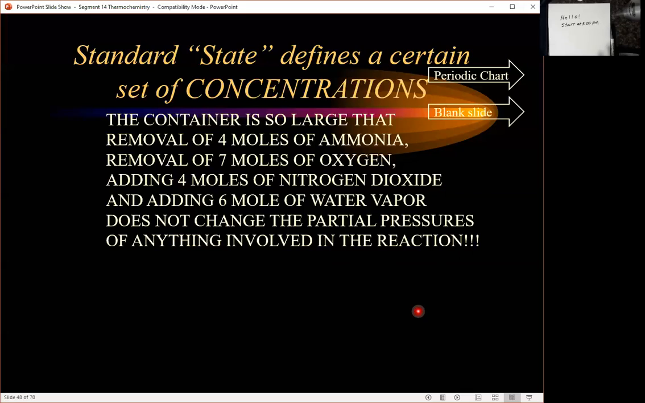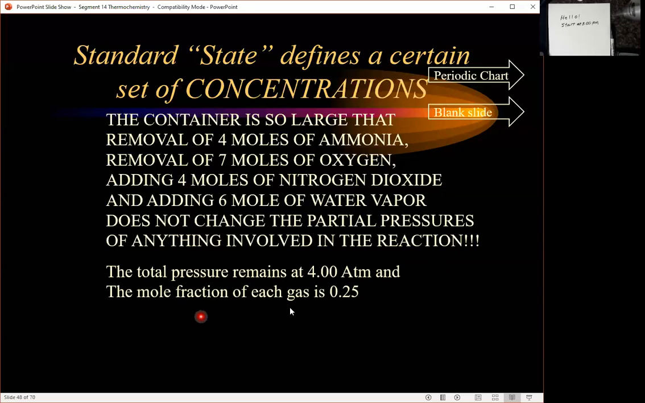Now, is that something we can do in the lab? Of course not. Who cares? Initial state, final state, remember? Doesn't matter whether we can actually do it or not. We can calculate what it would be if we did. So the total pressure is going to remain 4 atmospheres in that, and the mole fraction of each one is 0.25.